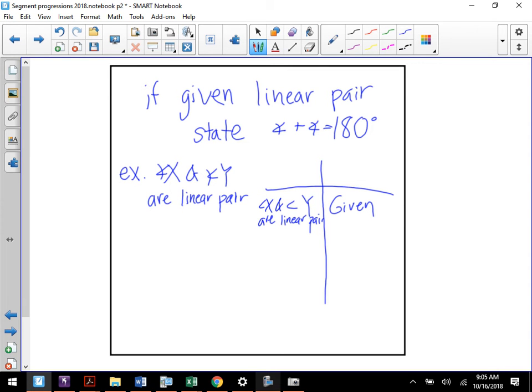Start with the given, and then what can you state from that given? What can you say about angle x and angle y, given that you know it's a linear pair? They don't both equal 180, but they add together to equal 180. So you can say angle x, when added to angle y, is going to give you 180. And that's your definition of a linear pair.